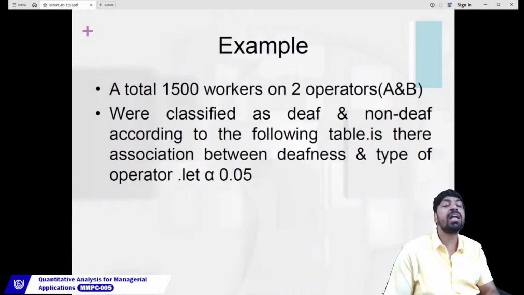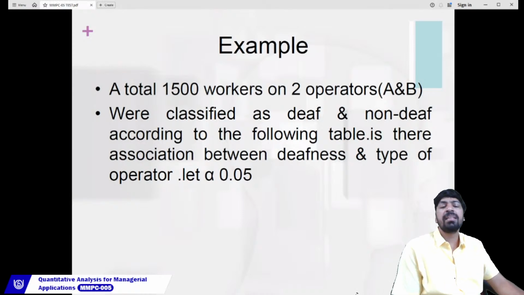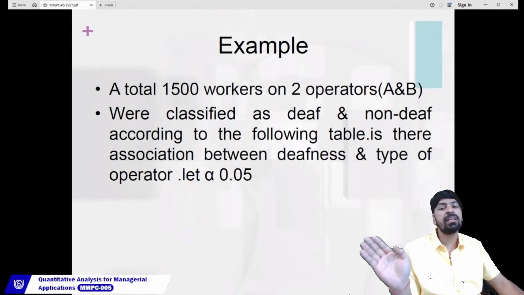If you want to make an alternate hypothesis, you can easily make the statement that there is an association between deafness and the type of operator. So you can make that an alternate hypothesis. It's your choice, either a null hypothesis or an alternate hypothesis. Both will be verified using the statistical calculations.